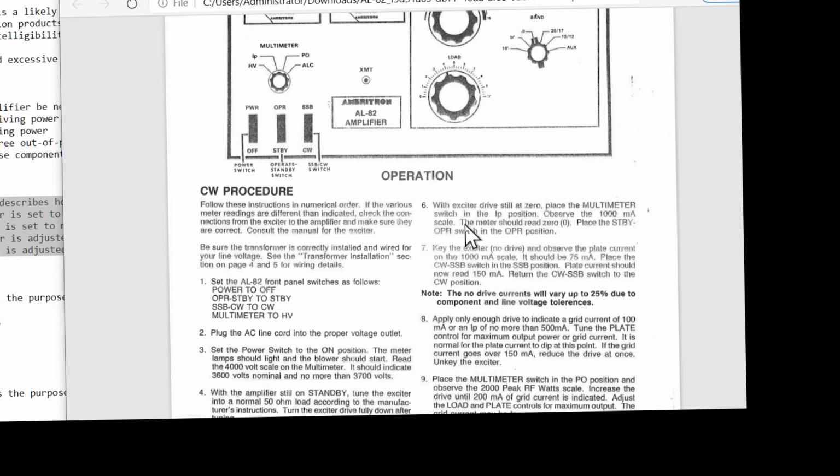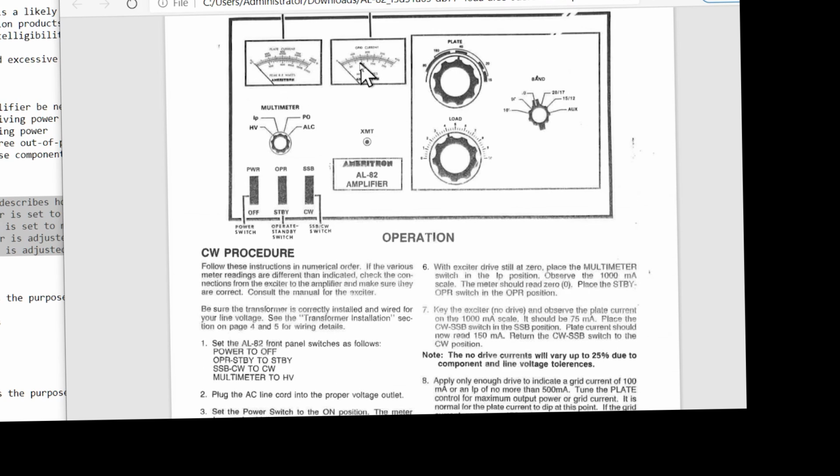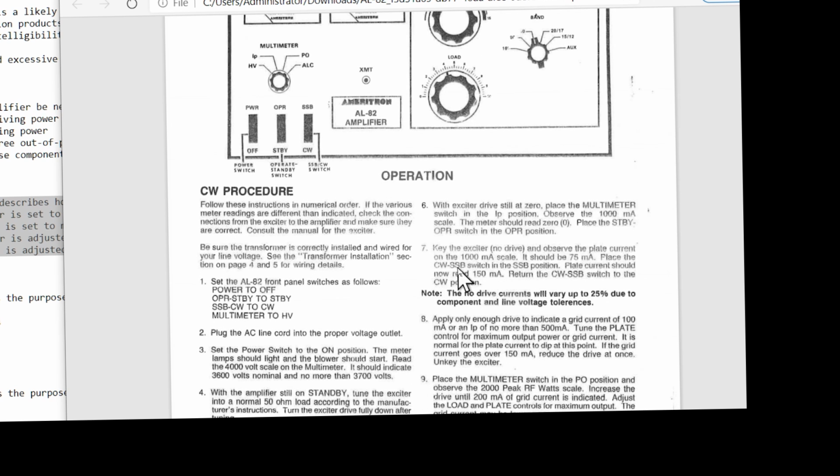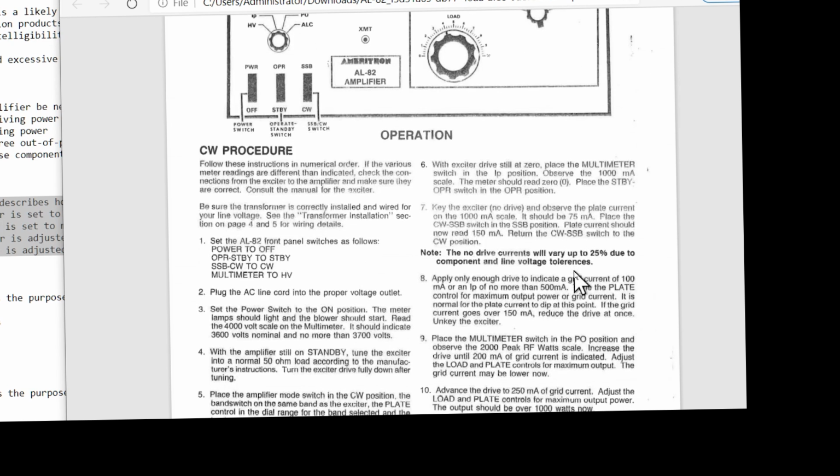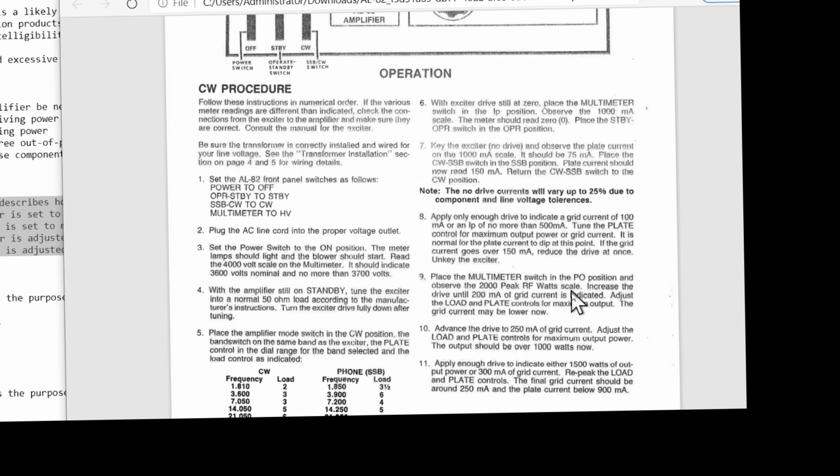Here they talk about, with the drive at zero, turning the multimeter to the IP, the current position. So here's IP, HV, power output, ALC. We're going to ignore ALC for now. Power output, IP, and the grid current. You can see the grid current meter just meters grid current because it's really important. They talk about keying the amplifier in the standby position and then keying it in transmit with no drive. It indicates an idling current of 75 milliamps and then 150, depending on the plate voltage.